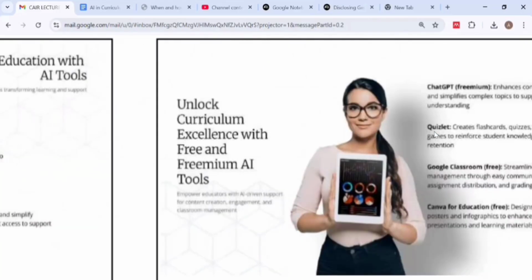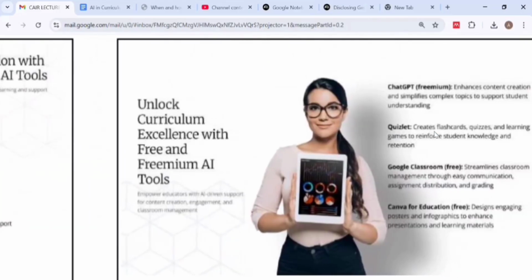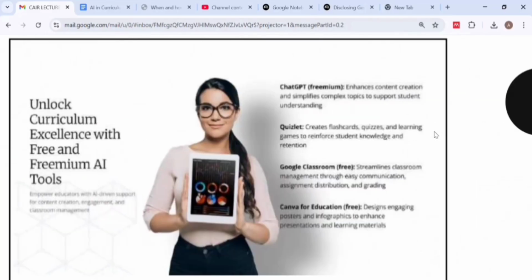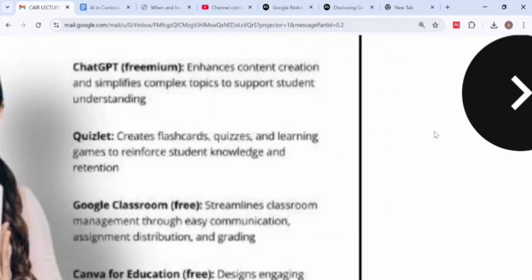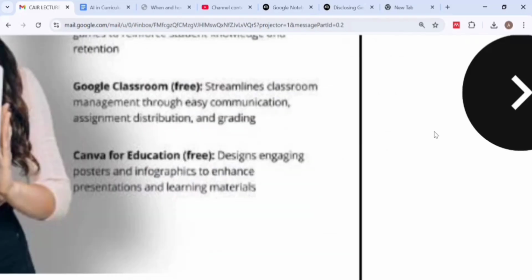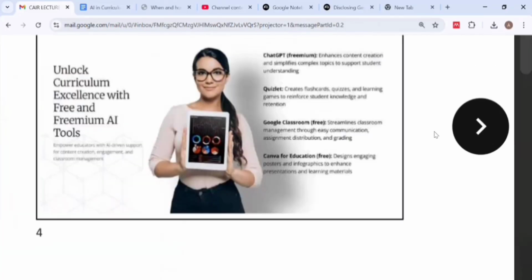Unlock curriculum excellence with free and freemium AI tools. Empower educators with AI-driven support for content creation, engagement, and classroom management. ChatGPT freemium enhances content creation and simplifies complex topics to support student understanding. Quizlet creates flashcards, quizzes, and learning games to reinforce student knowledge and retention. Google Classroom streamlines classroom management through easy communication, assignment distribution, and grading. Canva for Education designs engaging posters and infographics to enhance presentation and learning material.